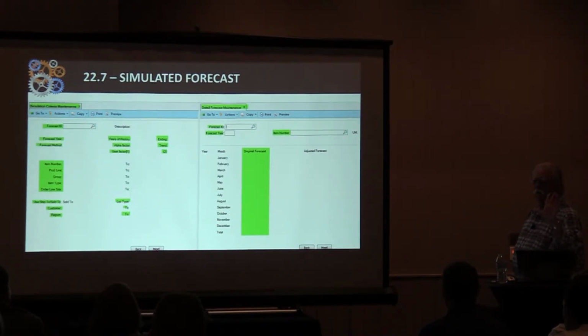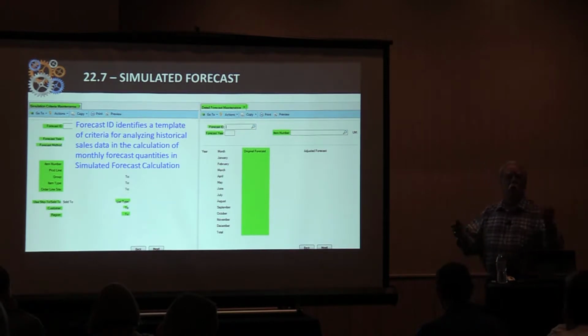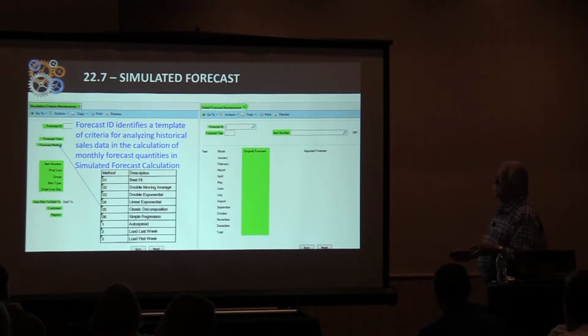Does anybody use 22.7? Great tool, great tool. 22.7 is simulated forecast. So you can create a forecast ID for anything, for the next budget, for tomorrow, for the next year, for the next physical inventory, or whatever you want to do, and you can then apply into it.